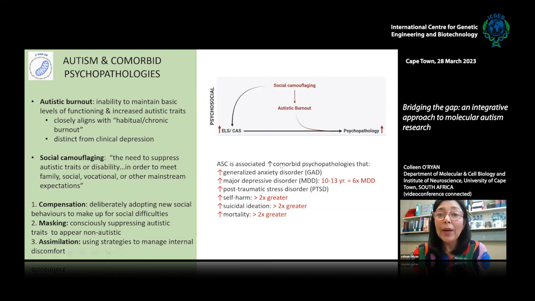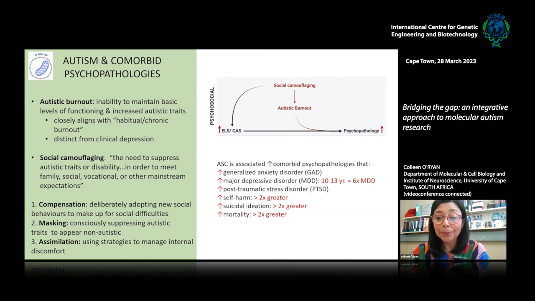And so we posit that continual social camouflaging leads to autistic burnout, which leads to increased psychopathology. However, social camouflaging is actually, we posit, a form of early life stress because you're born with it. And especially at adolescence, all adolescents have a phase of dysregulation, but more so for autistic individuals.